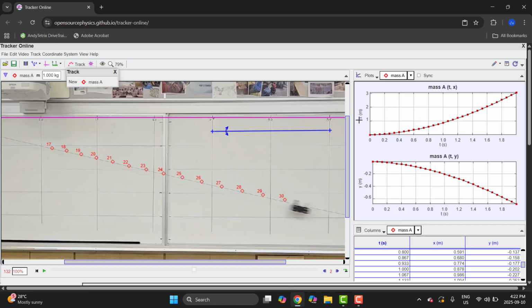One graph should be the position in the x direction in relation to time, and the second should be the position in the y direction in relation to time. They should both be labeled as mass A to represent the point mass, the red dot that we set in the last video. As you can see, the change in the vertical distance, or the rise, between numbers in sequence is very small in comparison to the change in the run, which seems to be increasing as we go left to right.